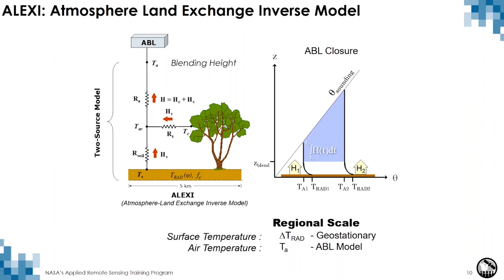And so this coupling of the boundary layer model allows us to keep these two systems in balance, and gets us away from having to measure that temperature at the blending height. And that's really one of the main additions of what essentially has become this model that we've been developing in the 90s and is now still used today.